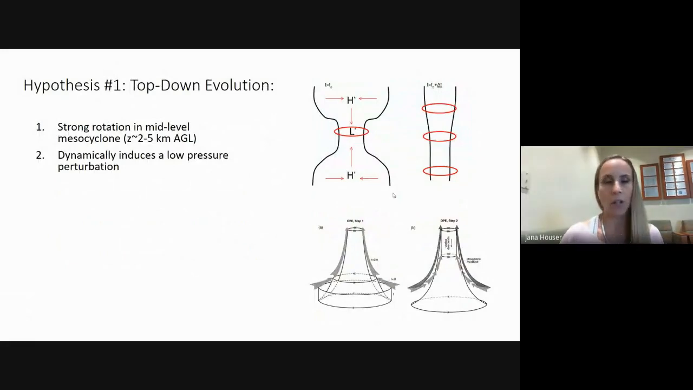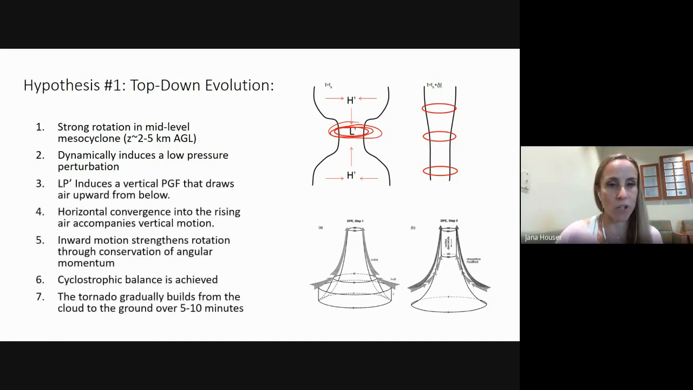So let's delve a little bit deeper into this top-down hypothesis. This is based around the idea of what's referred to as the dynamic pipe effect. Somehow, you generate an area of strong rotation at roughly mid-levels of the storm, within the mid-level mesocyclone, somewhere roughly between about 2 and 5 kilometers above ground level. For whatever reason, we get this intensification of rotation. And when we have intensifying localized rotation, that's going to dynamically induce a low pressure perturbation.